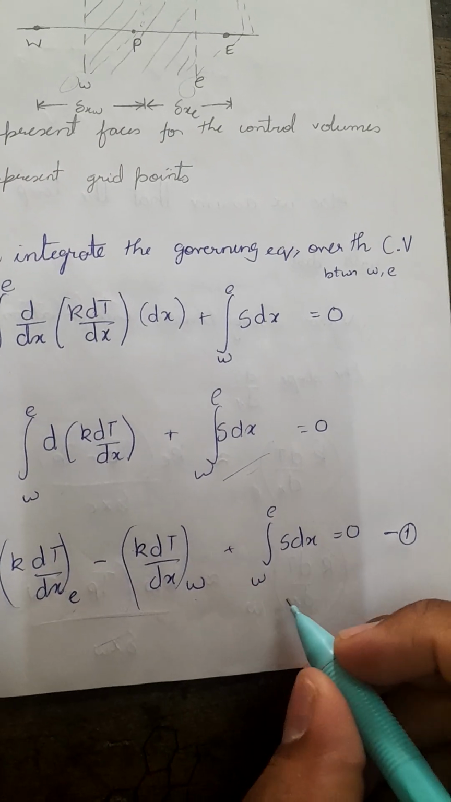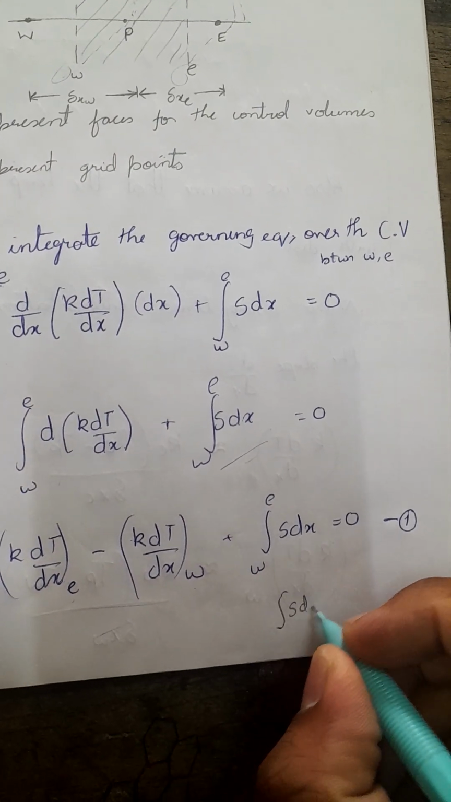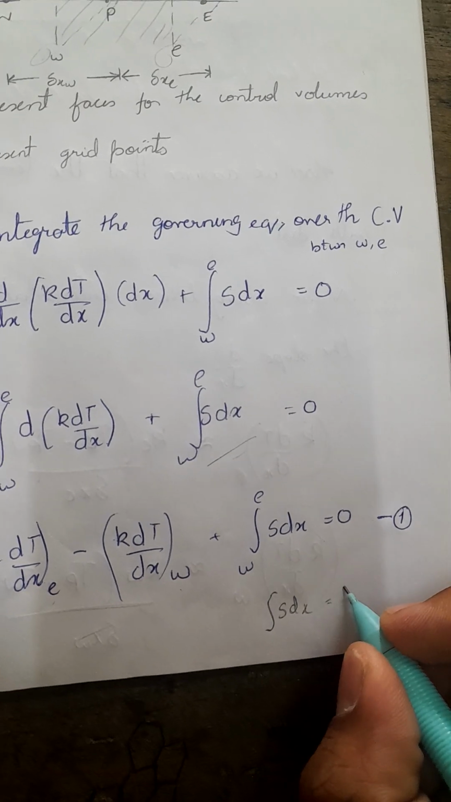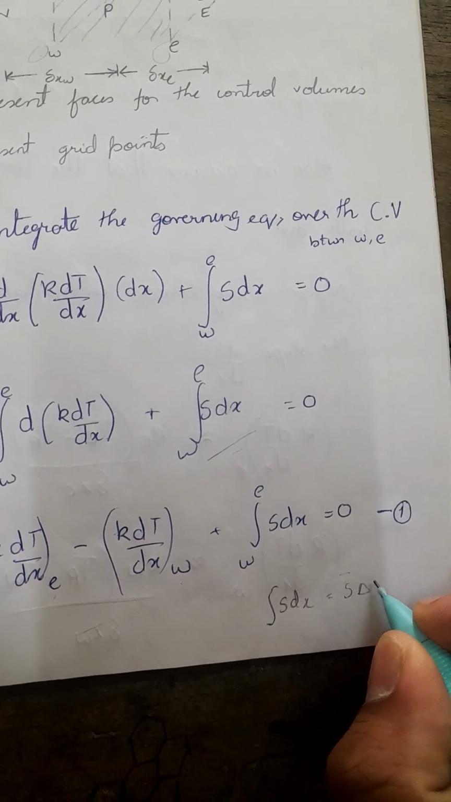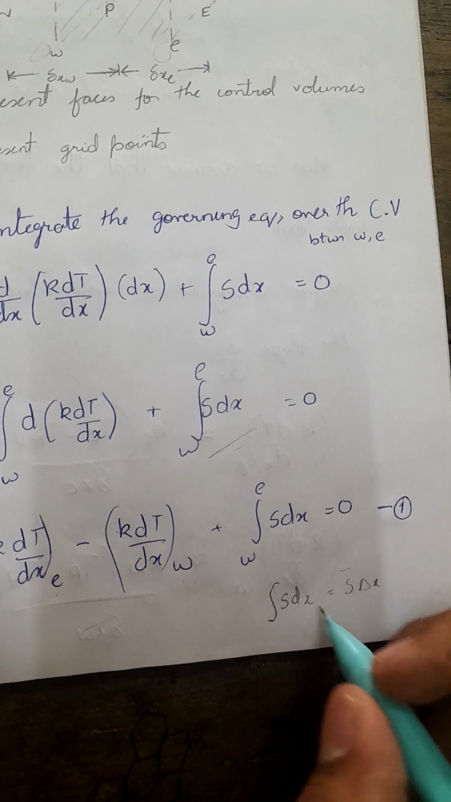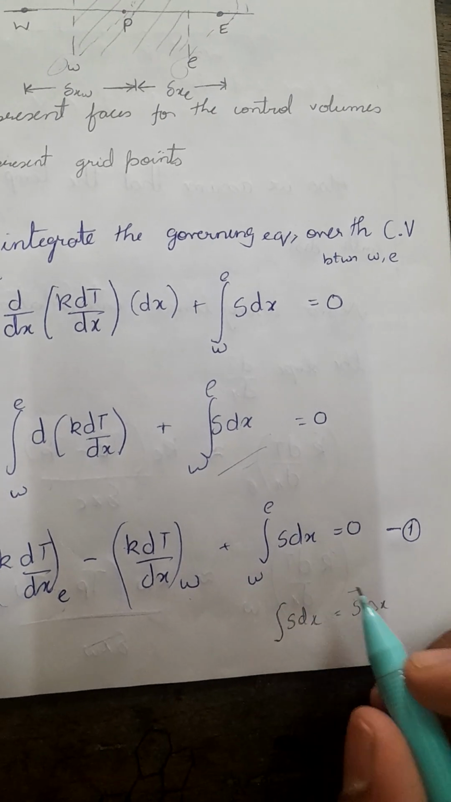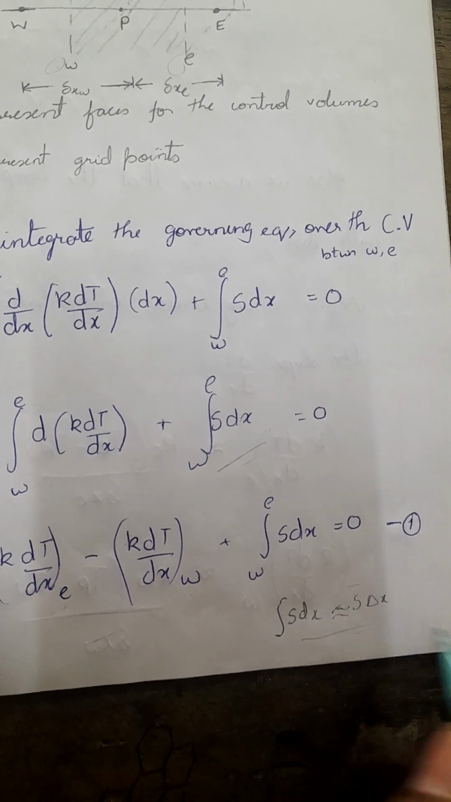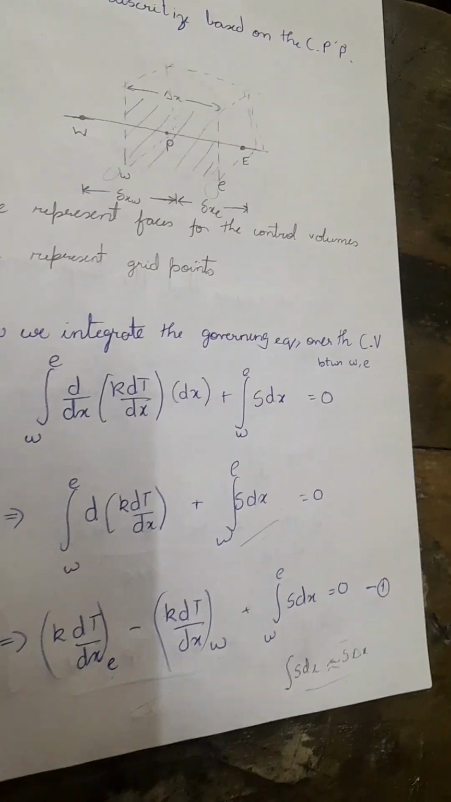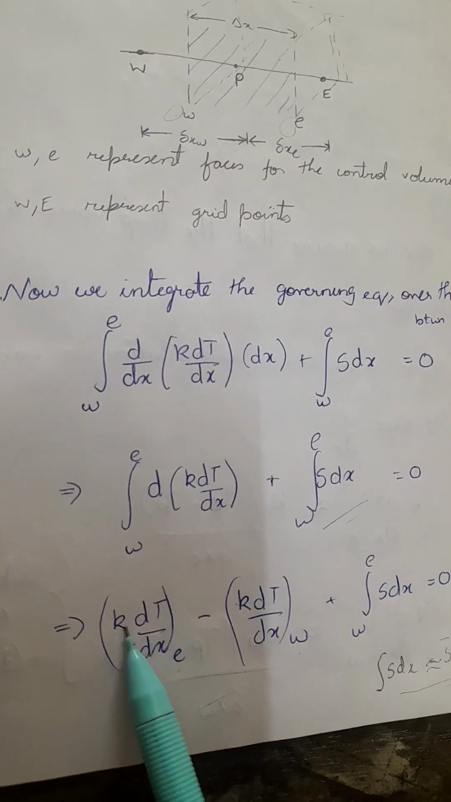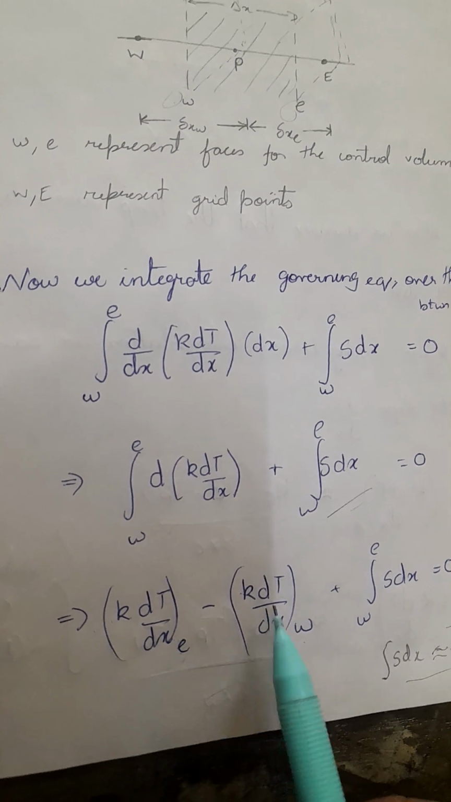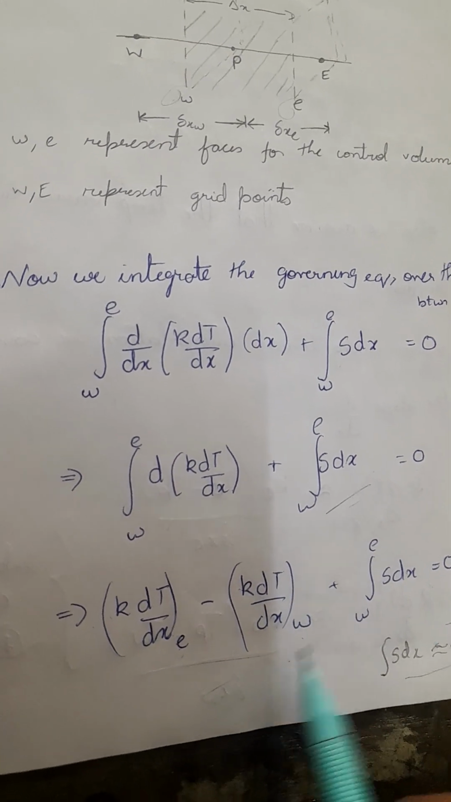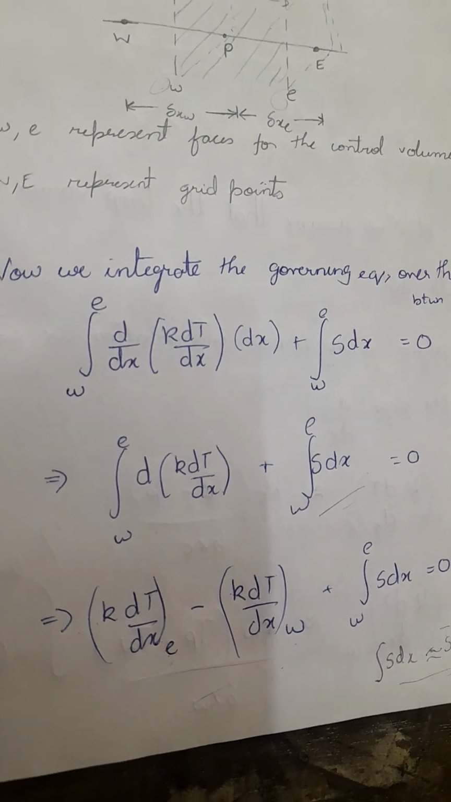Now I can approximate the integration of the source term over dx as S bar times delta x, where S bar is some average value over the control volume. So we assume this approximation. Before giving out a general equation, we need to know k dT by dx at e and k dT by dx at w, and in order to know that, we assume a few more things.